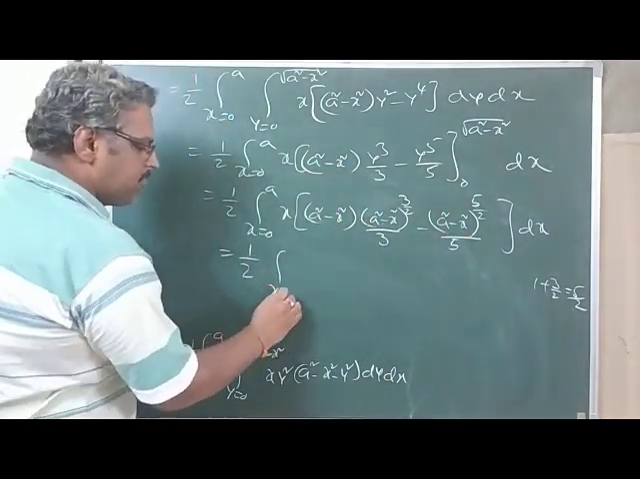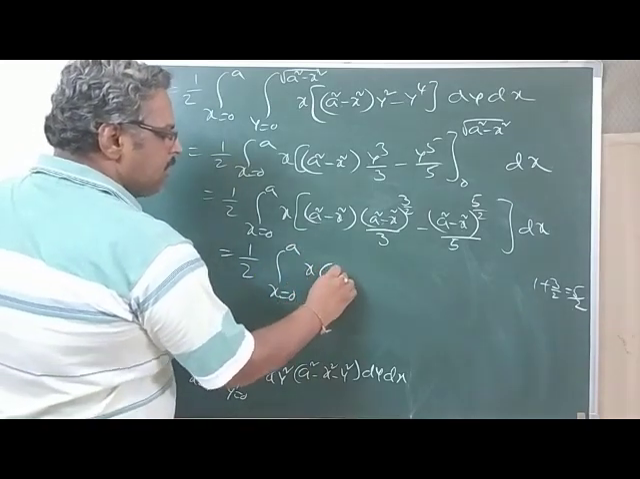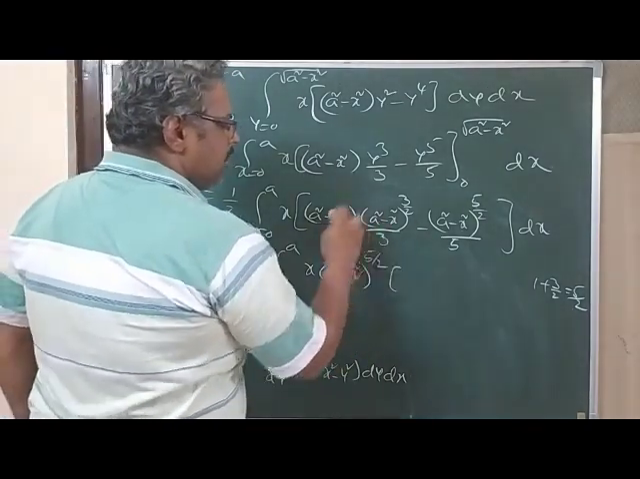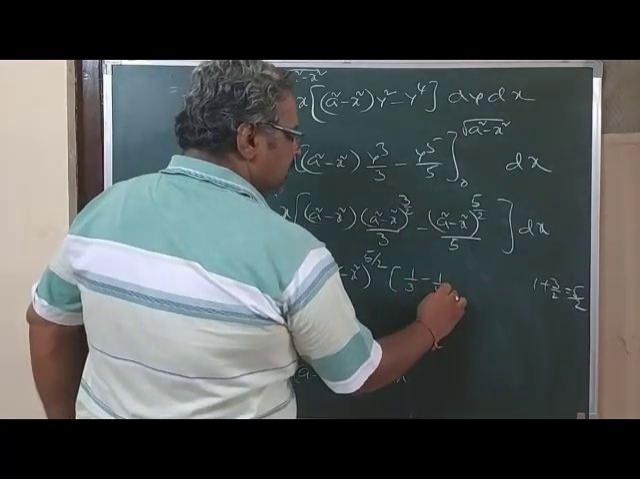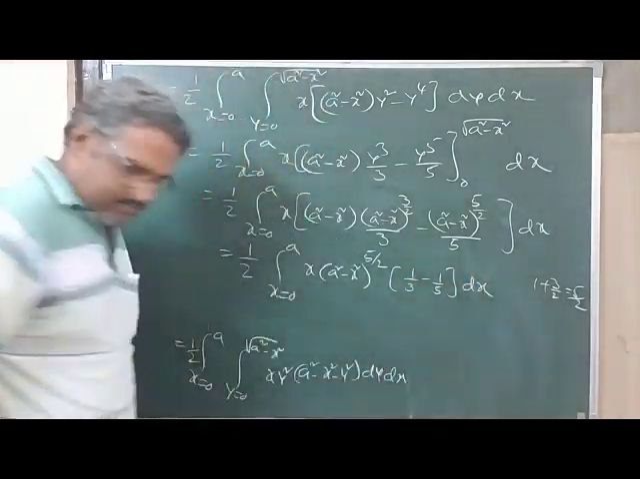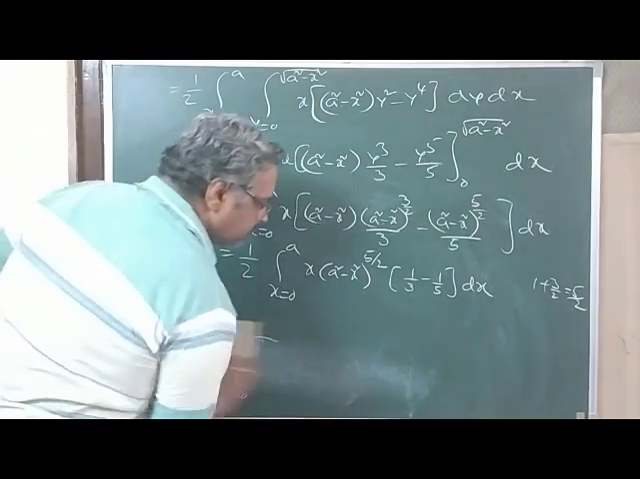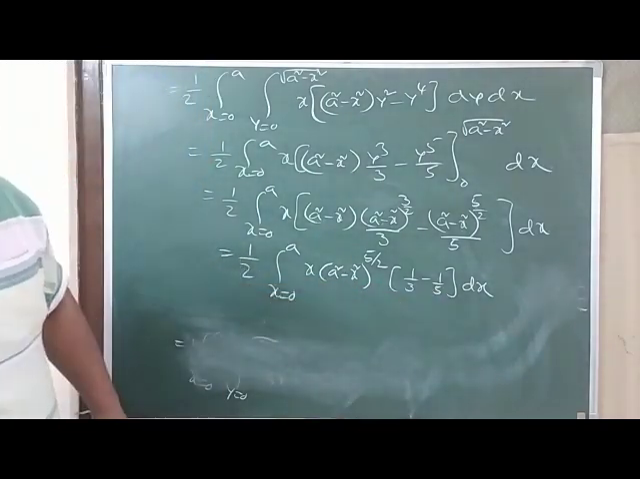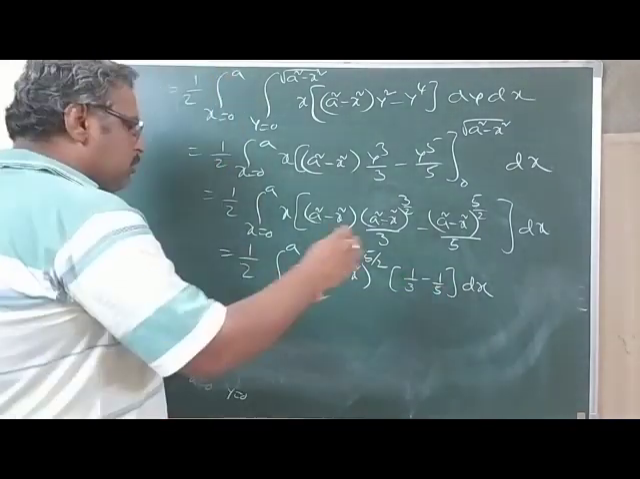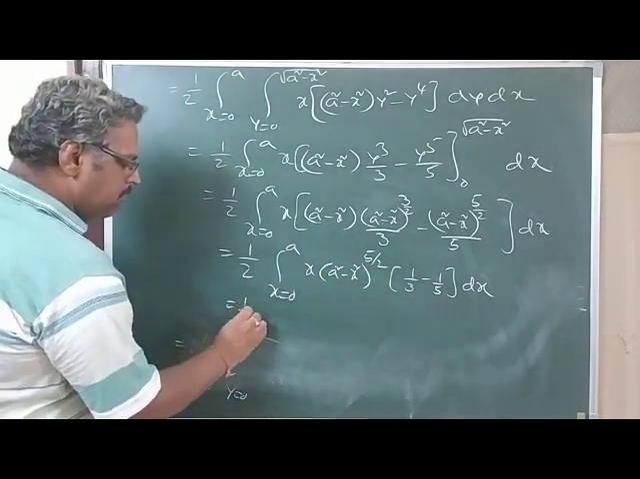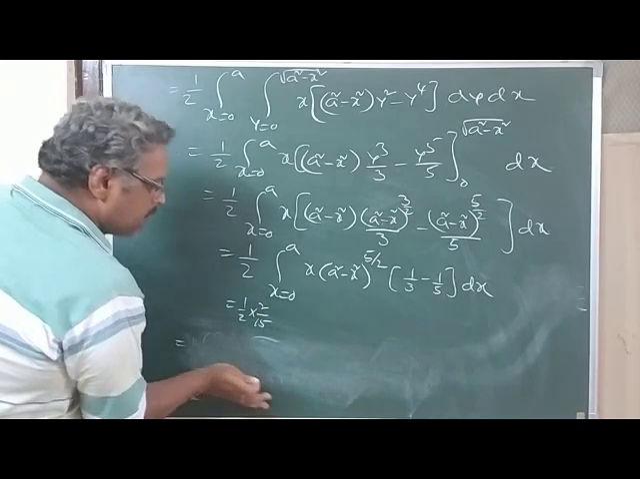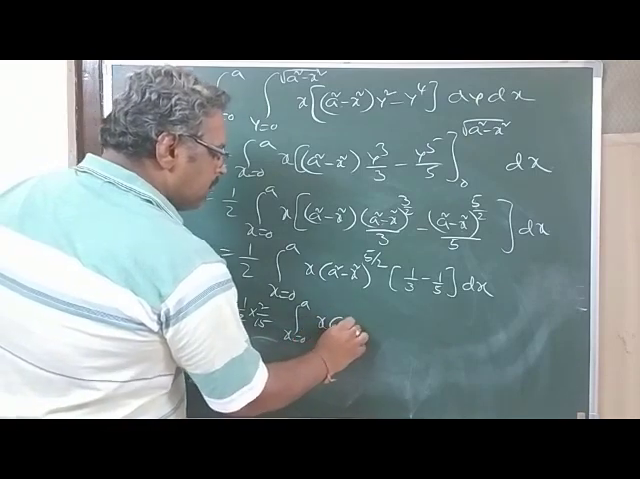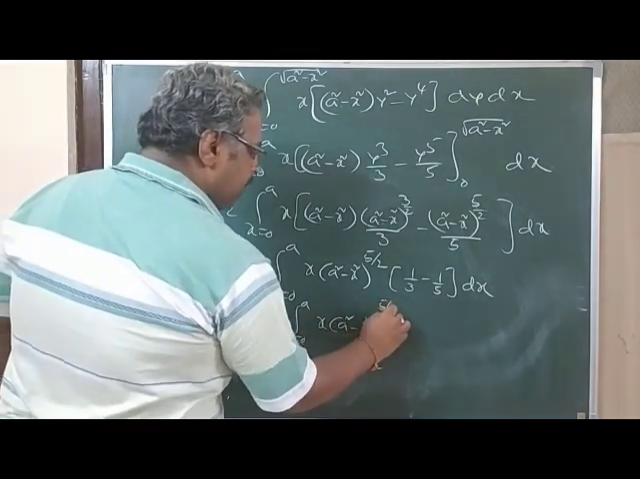1 by 2 times of x is 0 to a, x into a square minus x square whole power 5 by 2 times of, here constant term is 1 by 3, here constant term is 1 by 5, dx. Now 1 by 3 minus 1 by 5 is 5 minus 3 by 15, that is 2 by 15, 1 by 2 into 2 by 15. Now x is 0 to a, x into a square minus x square whole power 5 by 2 dx.